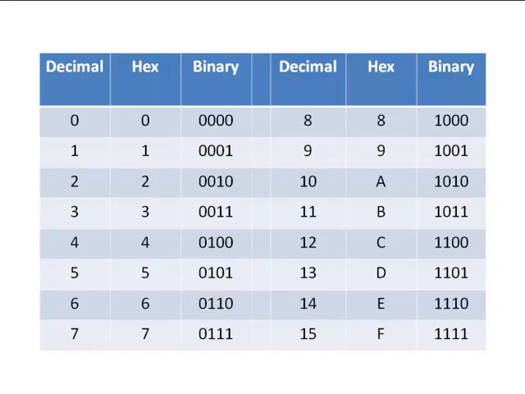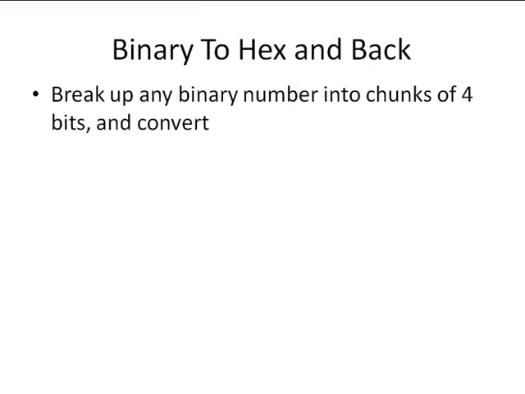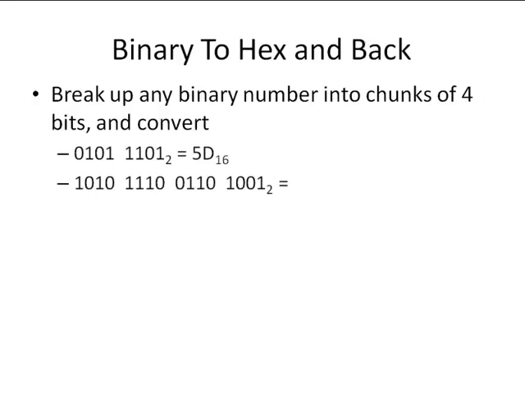And so we can see that for the binary value 1111, that's decimal 15, and that converts to the hex value F, and 1010 converts to the hex value A. So to convert between binary and hex is actually very straightforward, because we can break up any binary number into chunks of 4 bits and convert. So it becomes much more straightforward. You only ever have to convert a 4-bit number at a time.